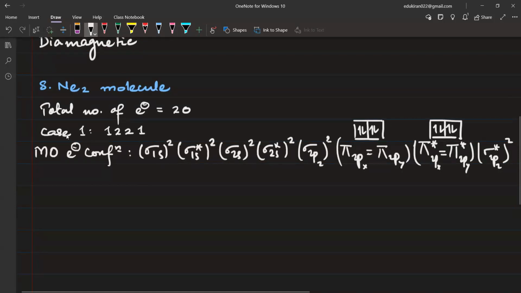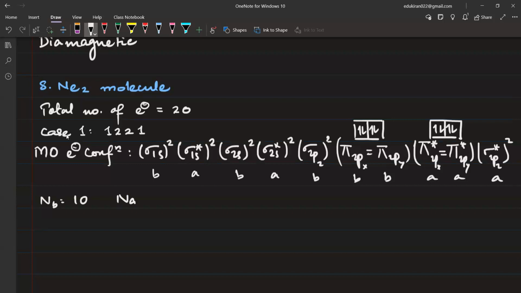We count the bonding, anti-bonding. This is bonding, anti-bonding, bonding, anti-bonding, bonding, bonding, bonding, anti-bonding, anti-bonding, anti-bonding. Number of bonding is equal to 10. Number of anti-bonding is also equal to 10. Bond order is equal to 0. Therefore, Ne2 does not exist. And when it does not exist, what will diamagnetic or paramagnetic even mean, right? Correct. Yes, sir. Write it down.